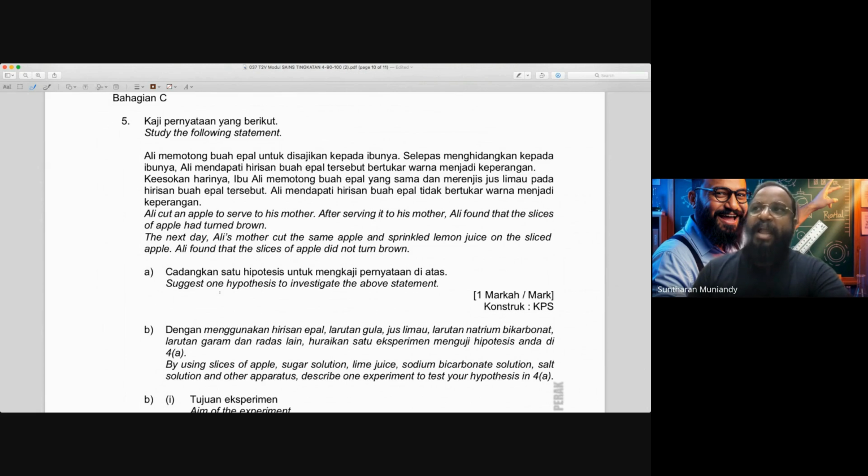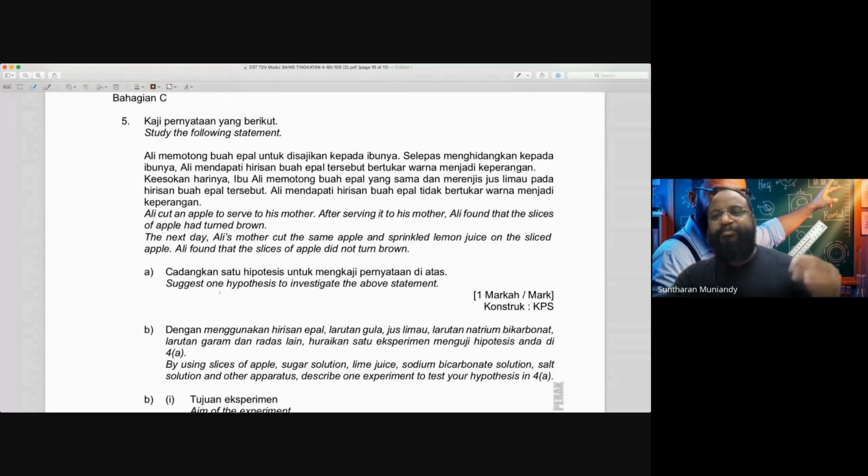Okay, Ali cut an apple to serve to his mother. After serving to his mother, Ali found that the slices of apple had turned brown. The next day, Ali's mother cut the same apple and sprinkled lemon juice on the sliced apple. Ali found that the slices of apple did not turn brown. Suggest one hypothesis to investigate the above statement.